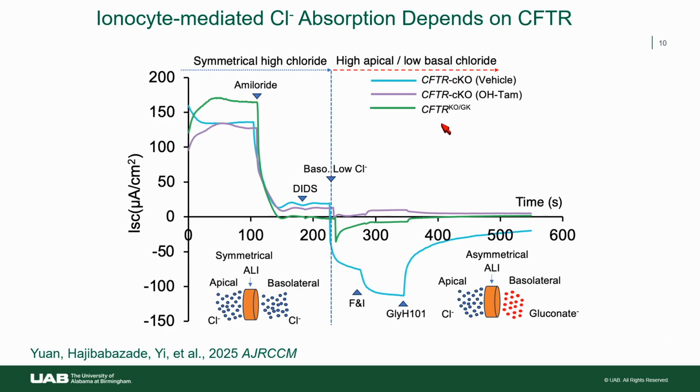So this is a Ussing chamber assay. We put the cultures into an Ussing chamber and started from a symmetrical high chloride, then moved to a chloride gradient with high apical and no basolateral chloride, which is able to drive a chloride absorption. What we found here is that the control group showed a very large amount of chloride absorption. Then the ionocyte specific CFTR deletion group and the CF group show the absence of chloride absorption.